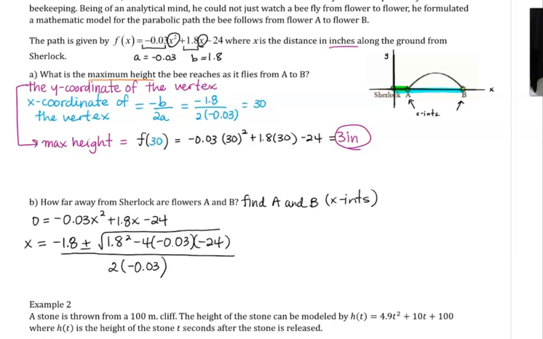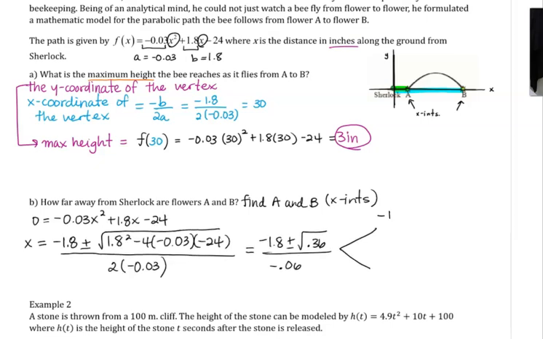I would recommend that you start by just finding the number that's under the square root. So I'm taking 1.8, squaring it, and from that subtracting 4 times negative 0.03, multiplied by negative 24, which comes out to give me a positive 0.36 under the square root. And then in the denominator where we have 2 times the negative 0.03, that just comes out to be negative 0.06.